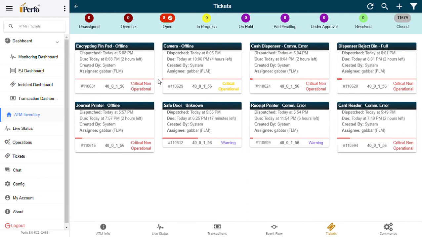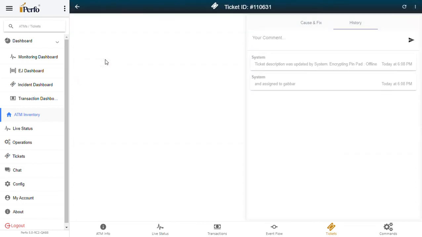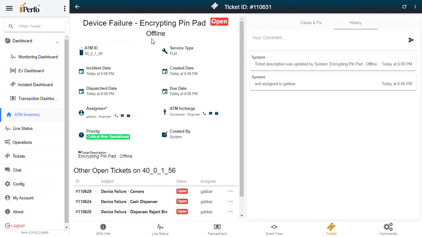Normally machines will not have so many issues, or not all devices will have problems, but this is the kind of user interface which you'll get, in the sense that each ticket, for example here EPP, the pin pad has gone offline. Somebody has taken that device offline, and it is in the FLM category right now, and it is assigned to Mr. Gabbar, and the ATM in charge is this person, and it is a critical non-operational problem.